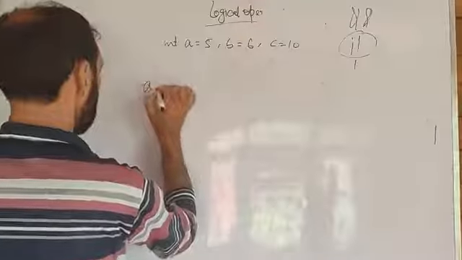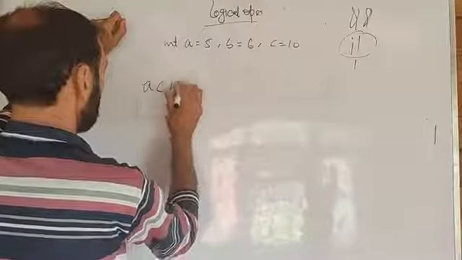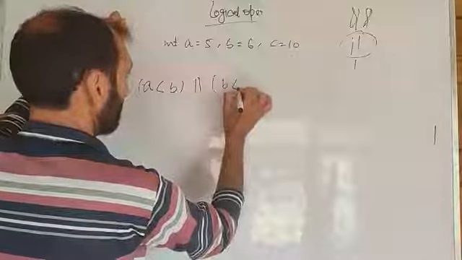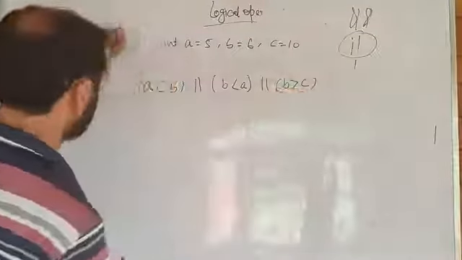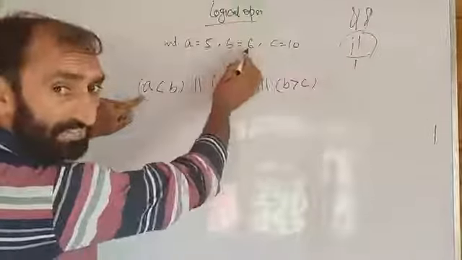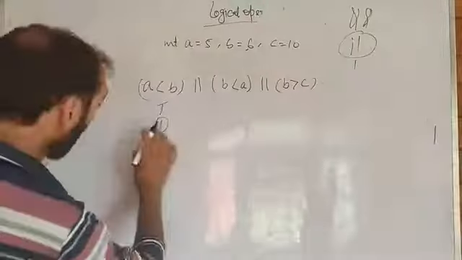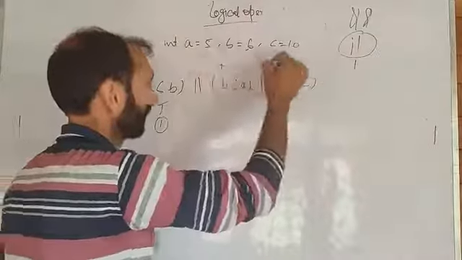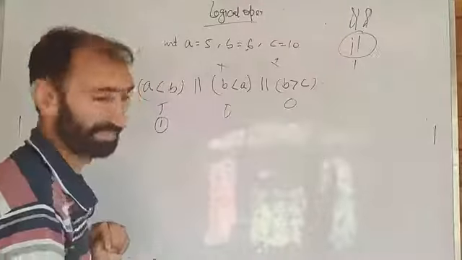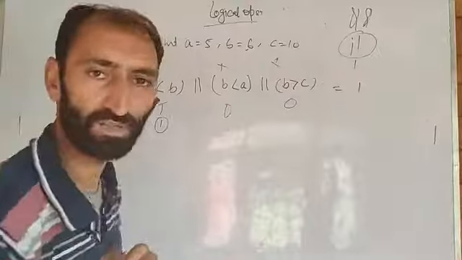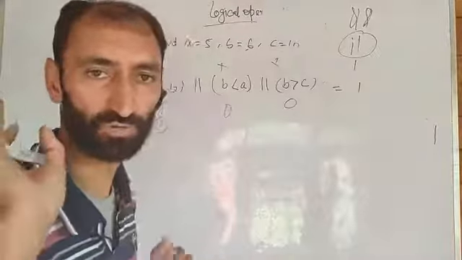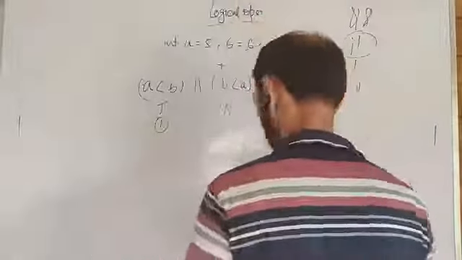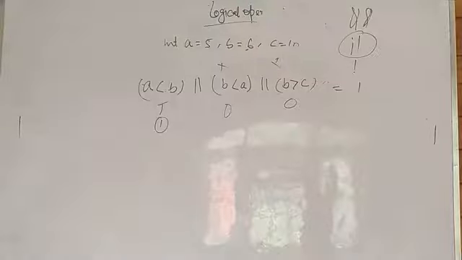Consider A less than B, and B less than A, and B greater than C. Three expressions here. First, A less than B.